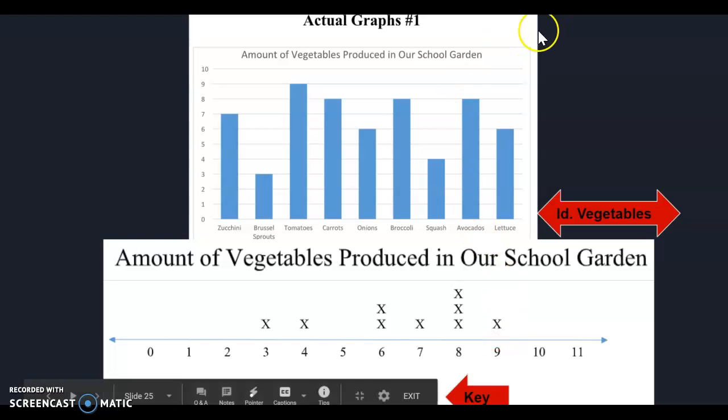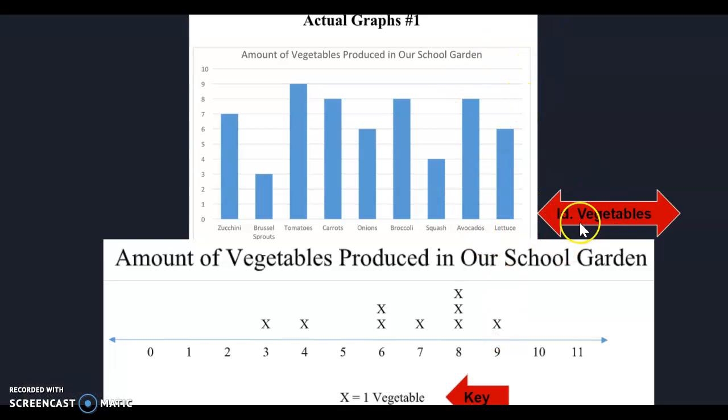And over here on this next one, you've got the vegetables. You got the different vegetables right there, the ID of the vegetables. You got 1, 2, 3, 4, 5, 6, 7, 8, 9 different types of vegetables that are showing.